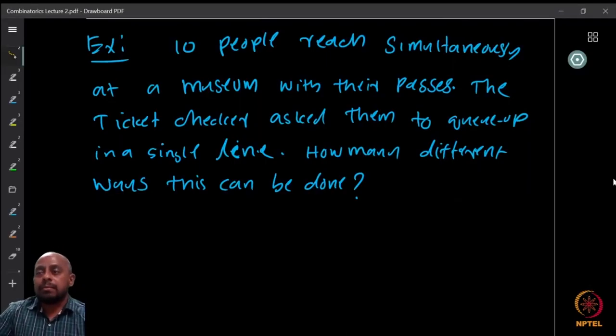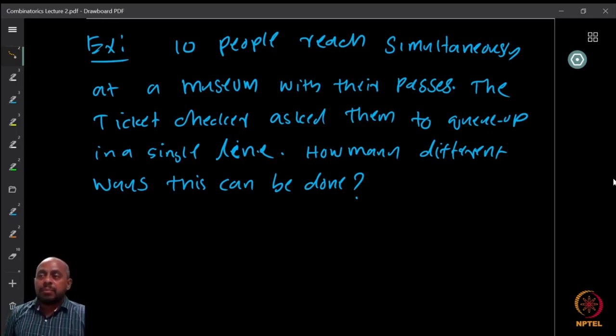Now another question. Okay, another example. So I have 10 people who reach simultaneously at a museum, and the museum allows passes, so they all came with passes. You can use the pass to visit regularly, maybe in a month you want to go a couple of times, you can use the pass to go. So one day in the morning, when the museum opens, 10 people stand in front of the museum, and they all reached at the same time.